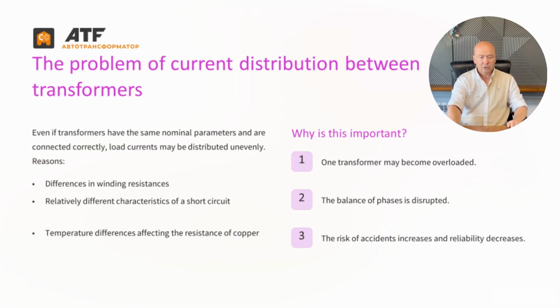Even if two transformers have identical rated values and are connected correctly, their load currents may not be equal. Why? Possible reasons include slight differences in winding resistance, variations in short-circuit impedance, unequal operating temperatures which affect copper resistance. Why does this matter? One transformer might get overloaded. Phase balance may be disrupted. Risk of system failure and reduced reliability increases.